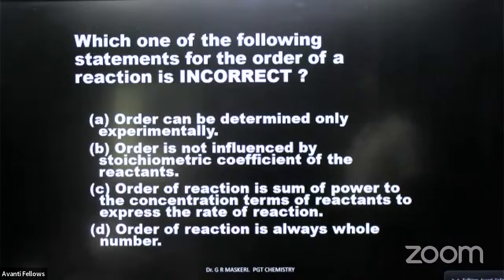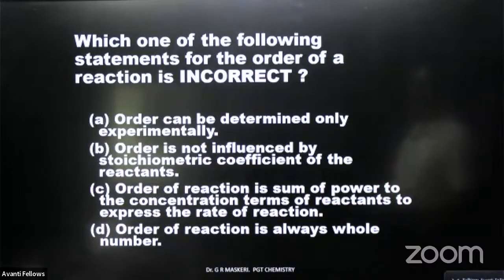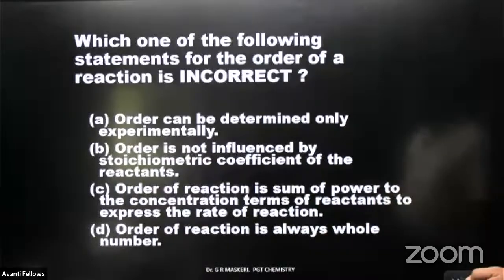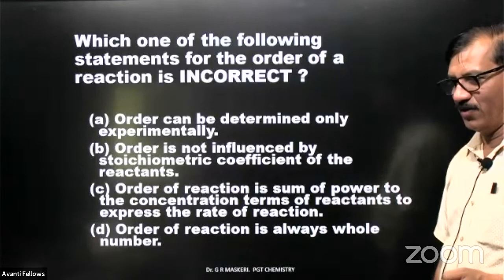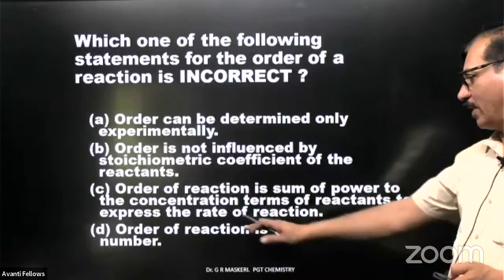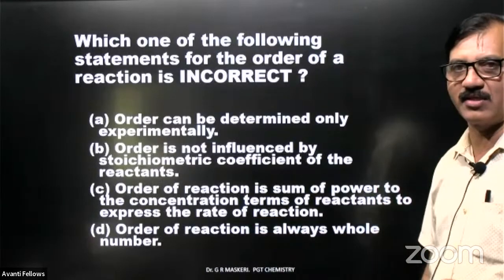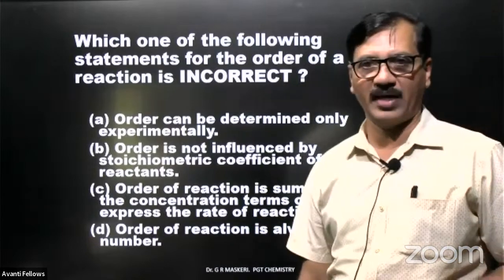Which one of the following statements for the order of a reaction is incorrect? Order can be determined only experimentally. Order is not influenced by stoichiometric coefficients of the reactants. Order of the reaction is the sum of the powers of the concentration terms of the reactants to express the rate of the reaction. Order of the reaction is always a whole number. Option D, sir. Very good, you are right. Order of a reaction cannot always be a whole number. It can be a fraction also.